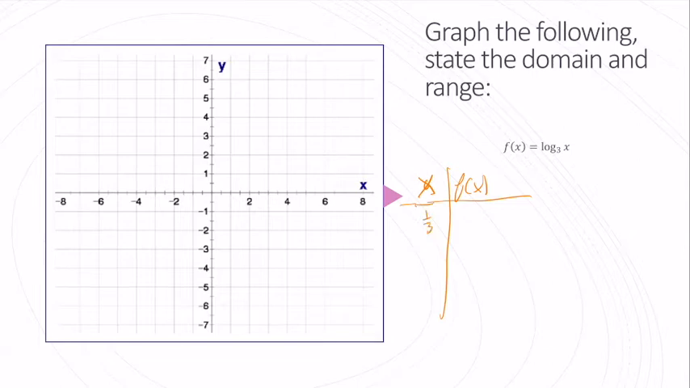When x is 1/3, log base 3 of 1/3 is -1. When x is 1, log base 3 of 1 is 0, and when x is 3, log base 3 of 3 is 1. So I've got 3 points. When x is 1/3, y is -1. When x is 1, y is 0, and when x is 3, y is 1. So here's my function.